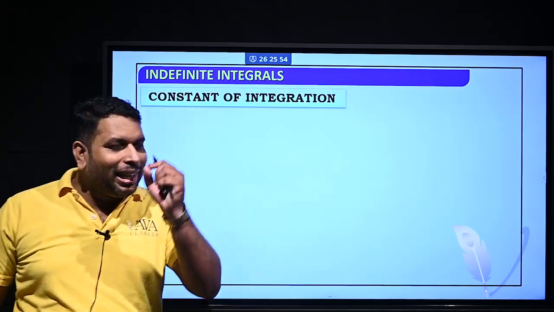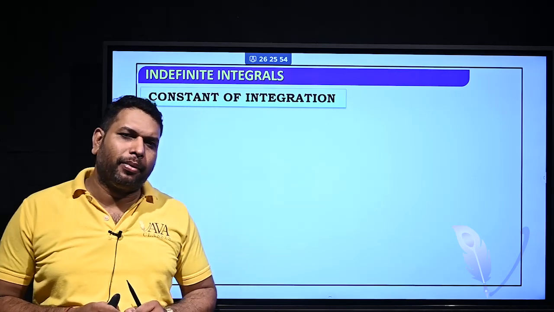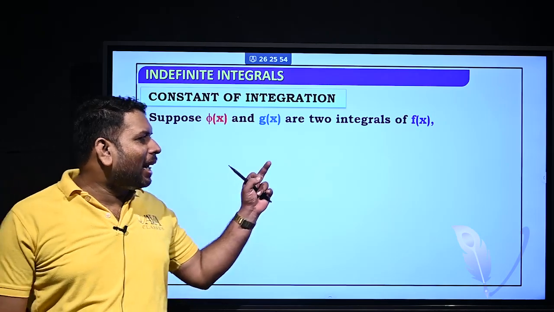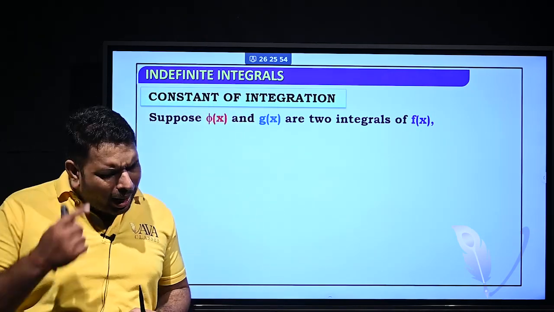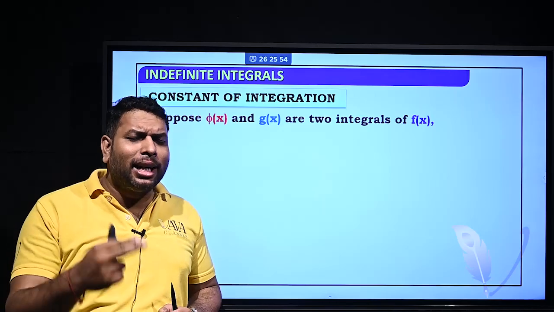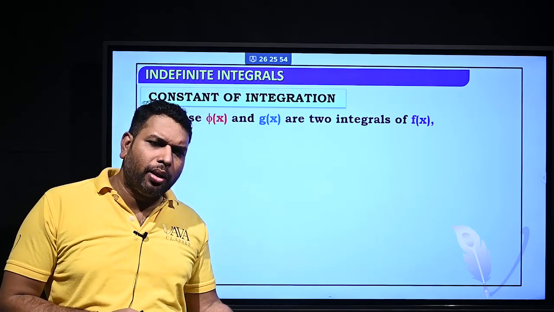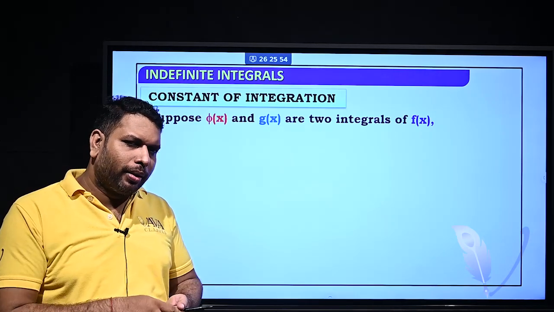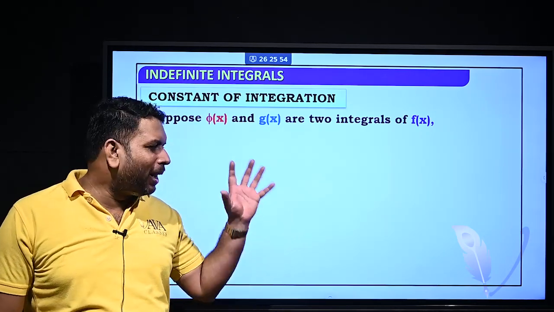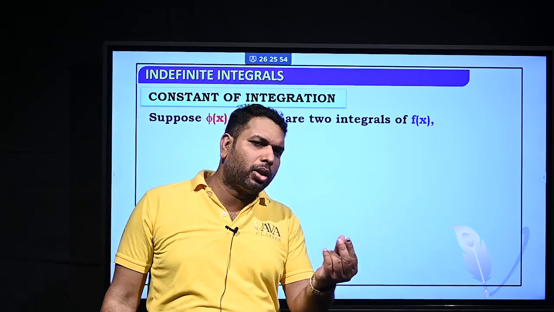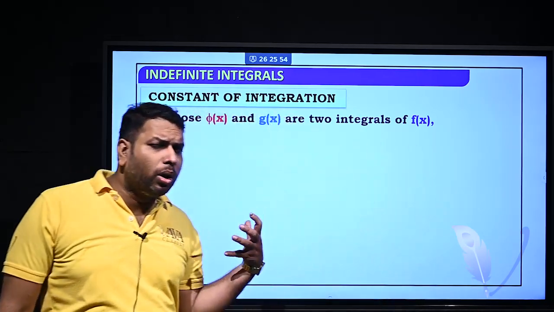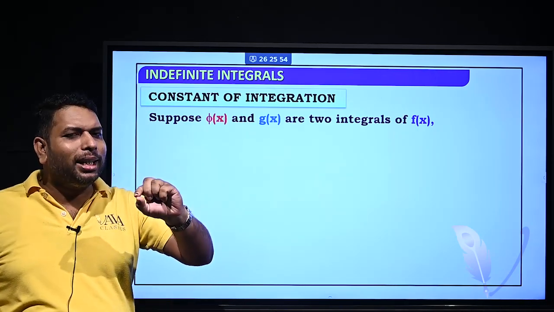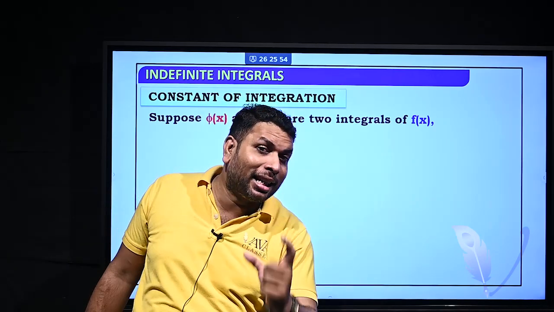Now there is a thing called constant of integration. Suppose phi x and g x are two integrals of f of x. Why does the constant of integration arise? Just like if you break a pot, you get some small stones, but by joining these small stones, you definitely do not get 100% that pot. That's why a constant of integration arises in calculus.